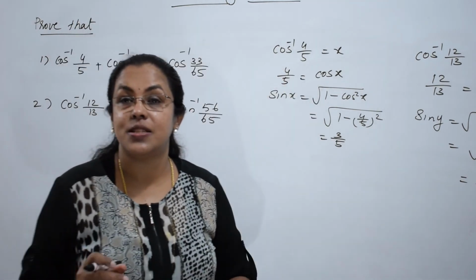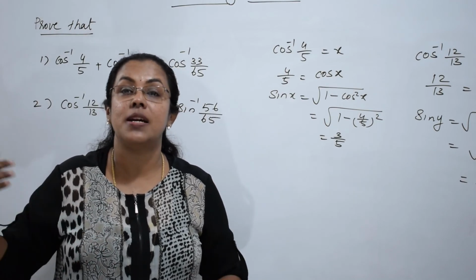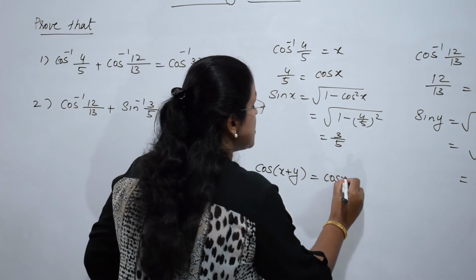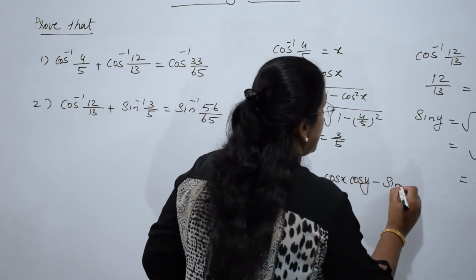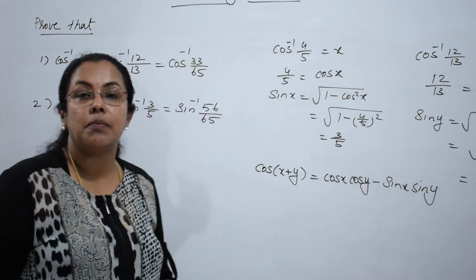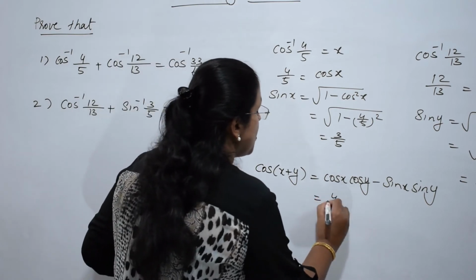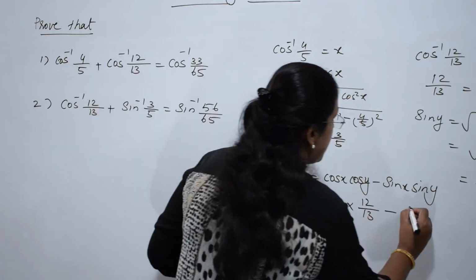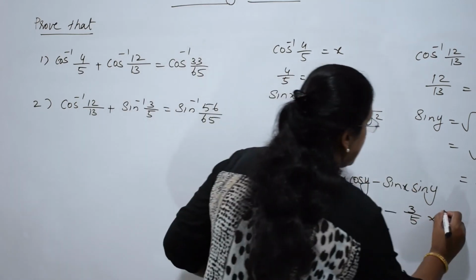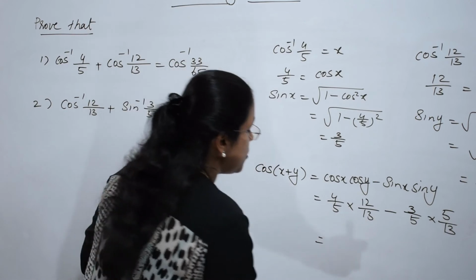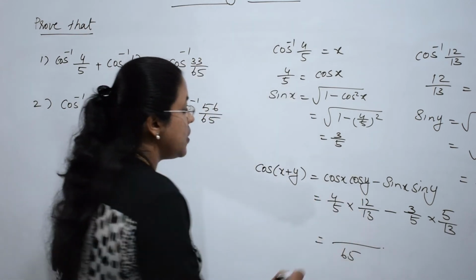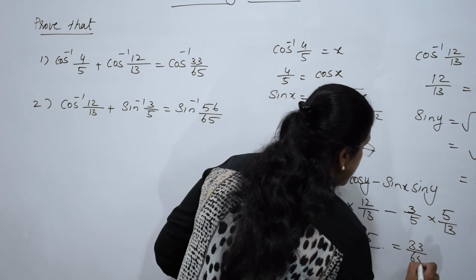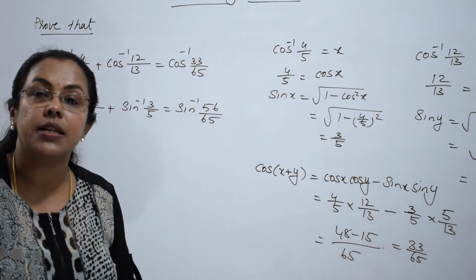I hope all of you remember the identity cos a plus b is cos a cos b minus sin a sin b. So we will use the identity cos x plus y, that is cos x cos y minus sin x sin y. What is cos x? 4 by 5. What is cos y? 12 by 13, minus what is sin x? 3 by 5, and what is sin y? That is 5 by 13. Denominator same, 5 into 13 is 65, 12 4s are 48 minus 15, we get the answer as 33 by 65. That is cos x plus y is 33 by 65.